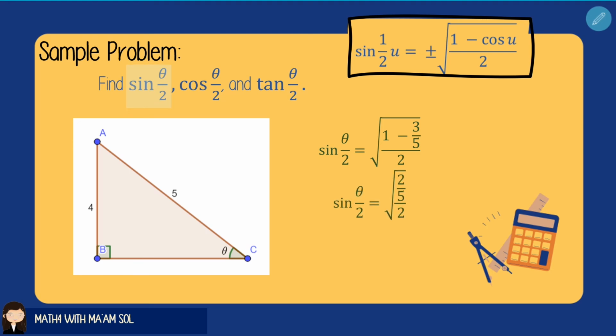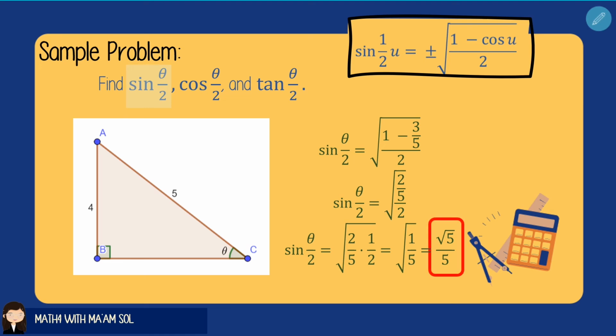We simplify that, so you have sine of theta over 2 equals the square root of 2 over 5 all over 2. And therefore, you get sine of theta over 2 equals the square root of 2 over 5 times the reciprocal of 2, which is 1/2. So you're left with the square root of 1 over 5. And when we rationalize that, we have the square root of 5 over 5.